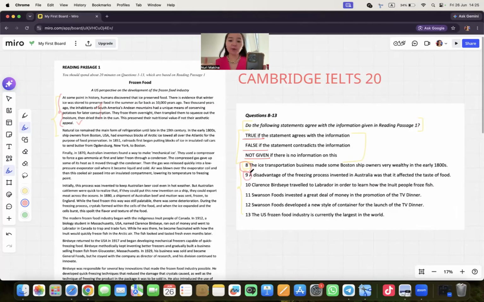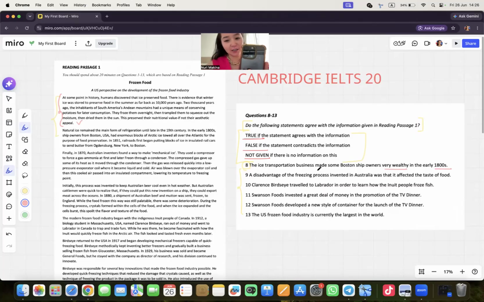So now we're good to go. We're going to work with the keywords. As always, we read the question number 8 first. Let's read it. The ice transportation business made some Boston ship owners very wealthy in the early 1800s. Okay, so again, the ice transportation business made some Boston ship owners.